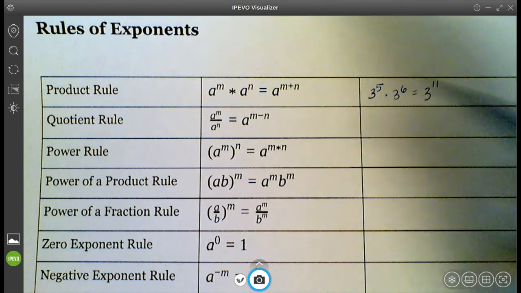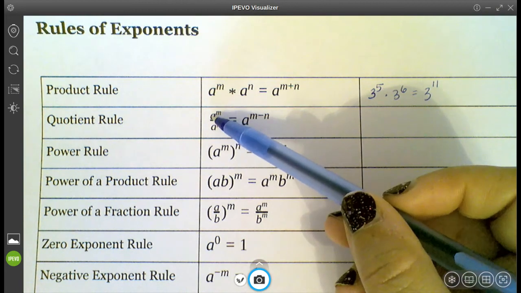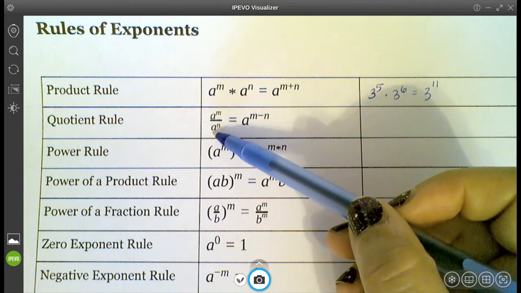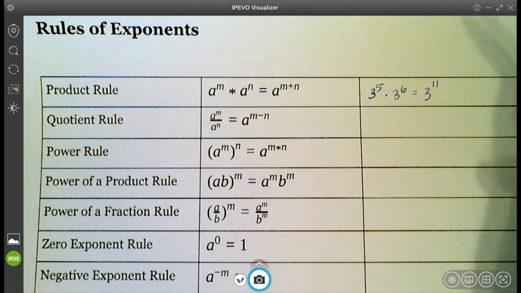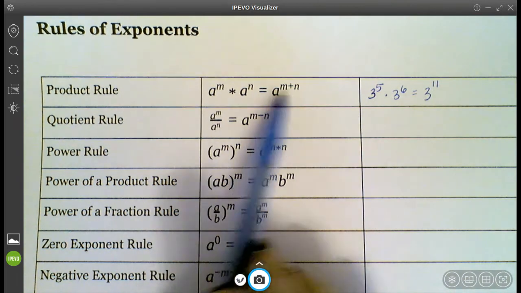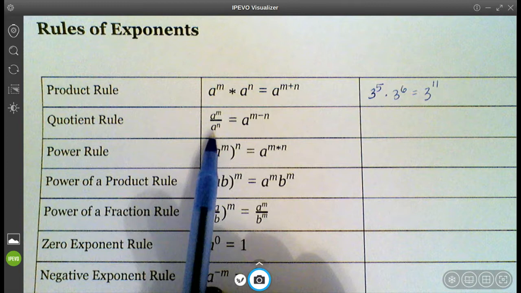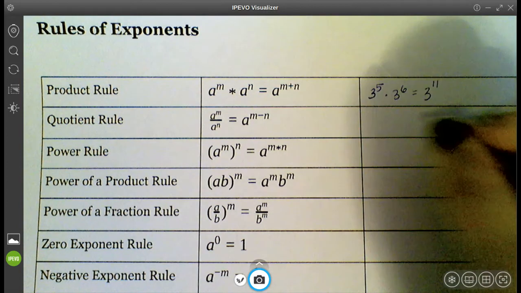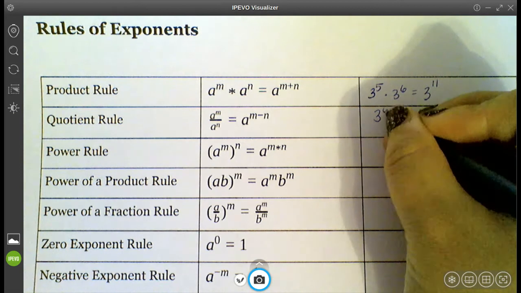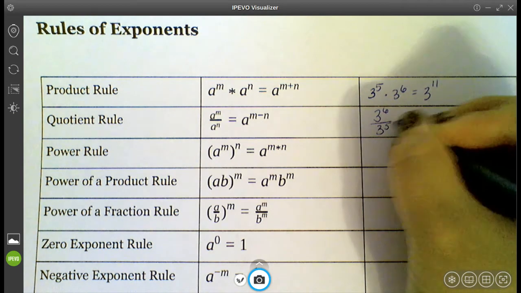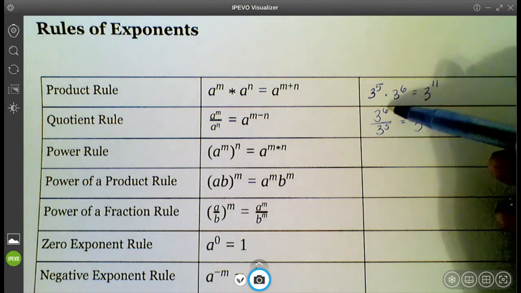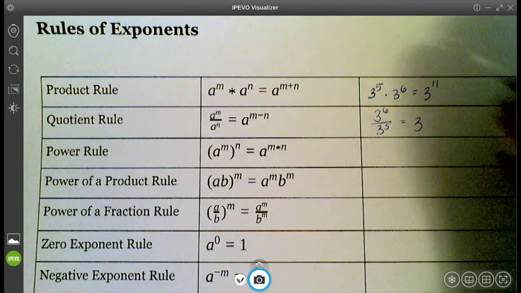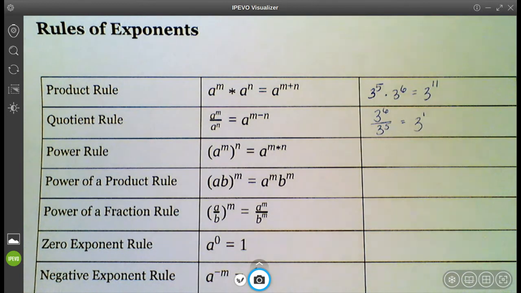The quotient rule is if we have a base to an exponent divided by that same base to a different exponent. In this case, we are subtracting the exponents. So up here, when we had a product, we were adding. Now that we have a quotient, we are subtracting. So let's take a look at an example of that. If we had 3 to the 6th power over 3 to the 5th power, we are still keeping the same base as 3. We're just going to subtract our exponent. 6 minus 5 is just 1. Now, again, I said earlier we don't really need to write that 1, so we could just leave this as a 3.